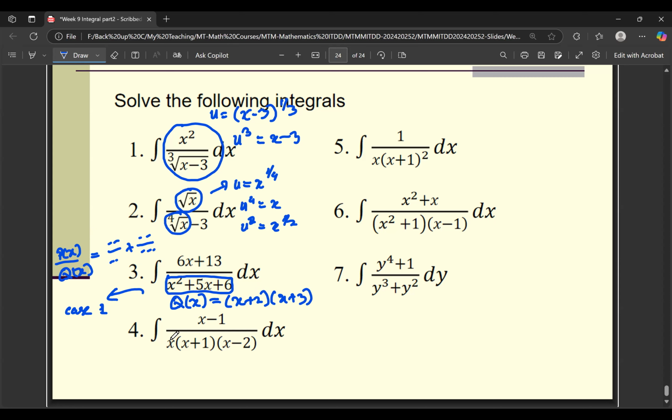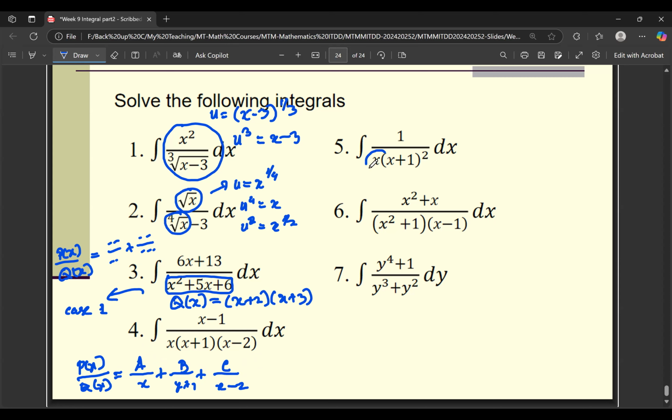Number four, we already have the linear factors for Qx here. So it is easy to say that this is also in case one. So the factors will be x with a, x plus 1 will be b, and x minus 2 with c. And again, please find the value of a, b, and c.